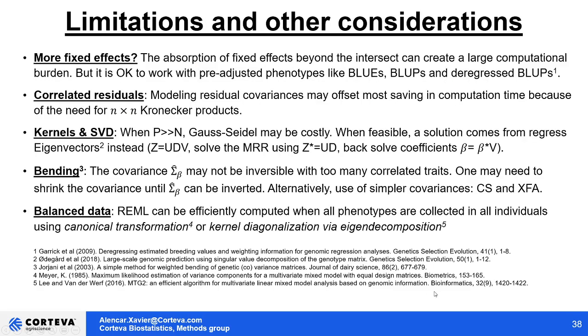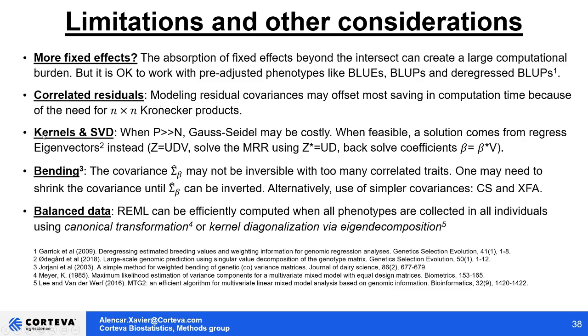There are some other small limitations and considerations that I would like to point out. One is that we tested with a single fixed effect, which was the intercept. But you can compute with more covariates, but it can increase the computational burden of our proposed model. However, if you do a pre-adjustment, it should be fine. If you want to model correlated residuals, that won't be great for the computational aspects of it, because then you need to have the Kronecker product being computed. But it's okay in a multi-stage framework to assume the residuals are uncorrelated.